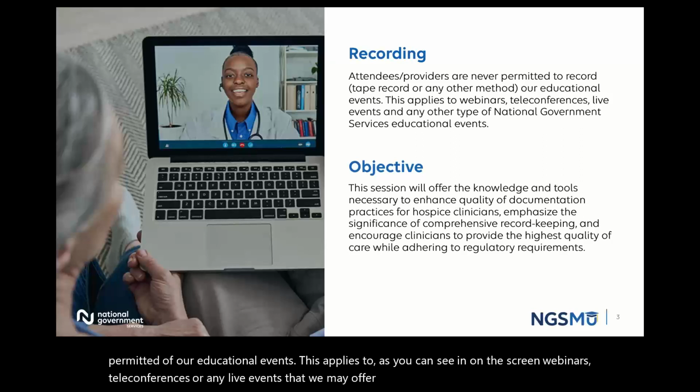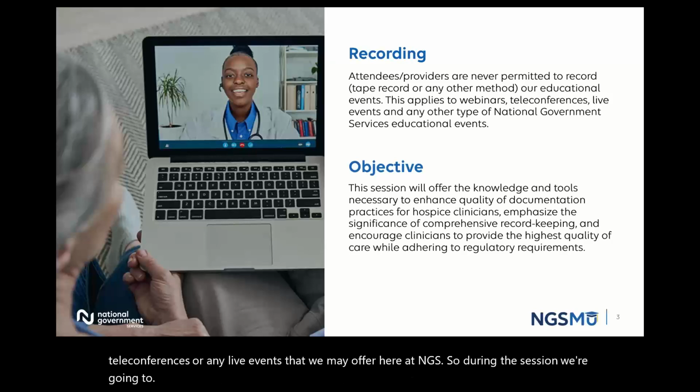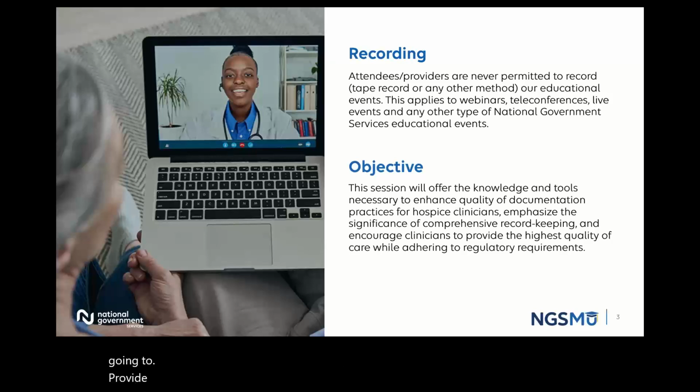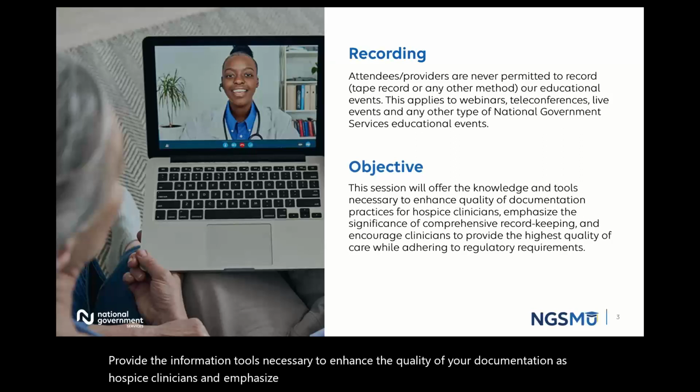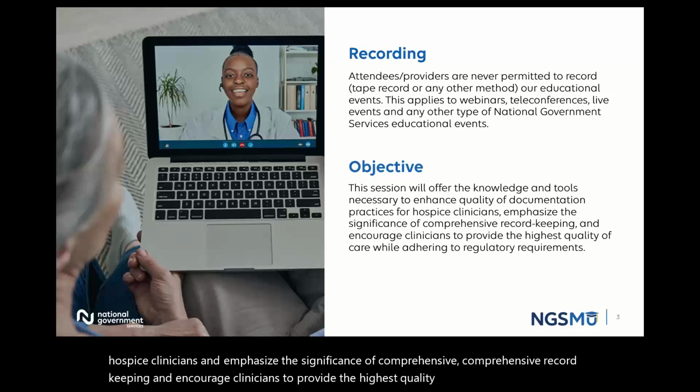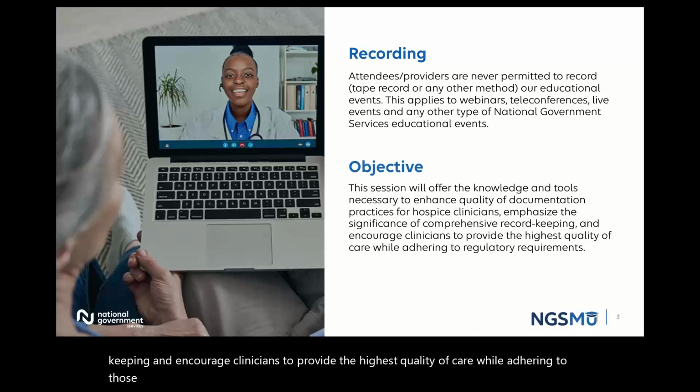So during the session, we're going to provide the information and tools necessary to enhance the quality of your documentation as hospice clinicians, emphasize the significance of comprehensive record keeping, and encourage clinicians to provide the highest quality of care while adhering to those regulatory requirements that are set forth by CMS.